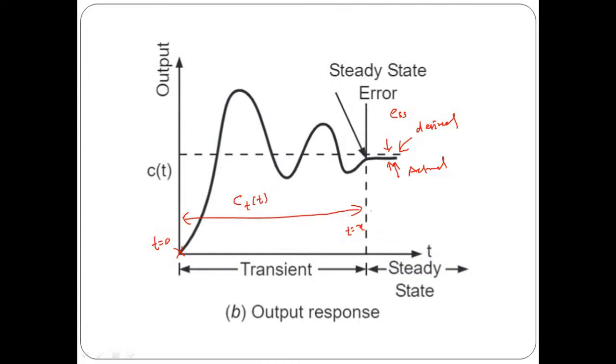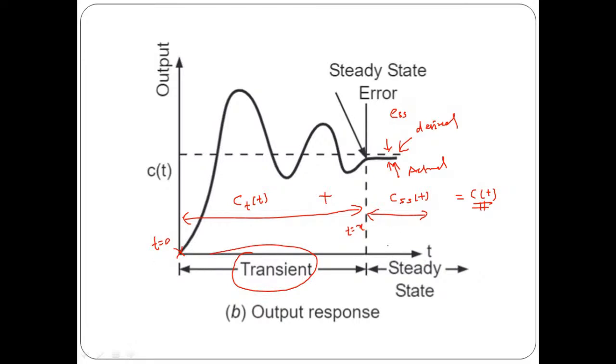And the moment transient response is over, the remaining portion of the total response is nothing but the steady state response, CSS of t. And the addition of these two is nothing but the total response of the system, that is C of t. So if you are interested to find out the stability of a system, or the time response or time constant of the system, go for transient response study.